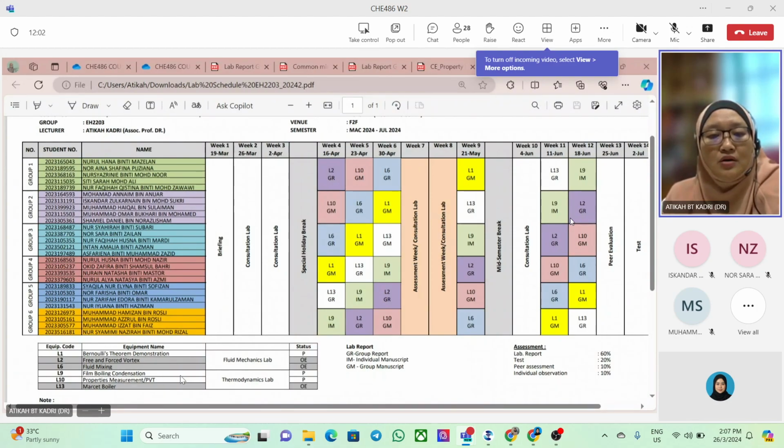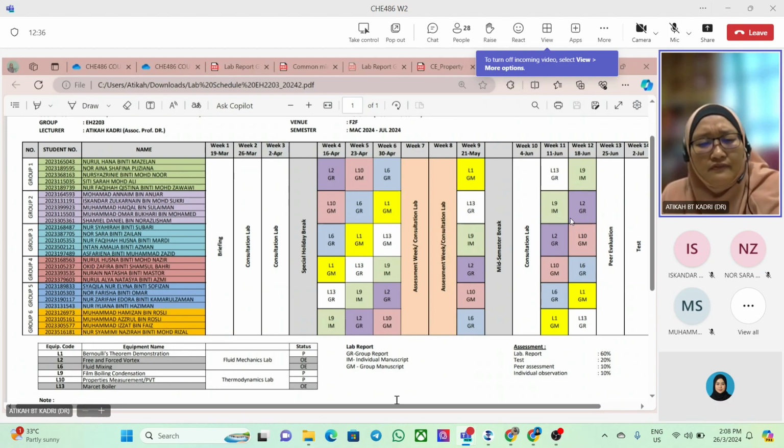And I think by now you know that each lab would correspond to a different type of reporting. For all the close-ended labs, which are not highlighted in this table, which is L1, L9, and L10, the output would be in the form of a manuscript. So you need to come up with a report in the form of a manuscript. I'll be showing you the example.